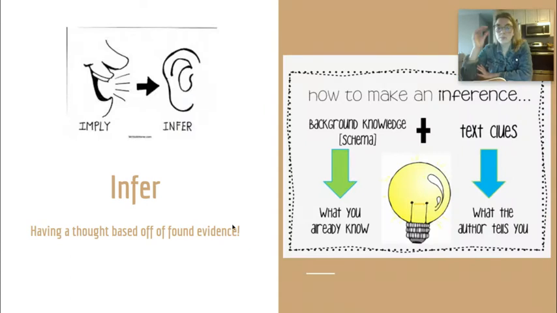Another word that's important for today's lesson is infer, and I know we've talked about this in reading workshop this year. Infer is to have a thought based off of found evidence. So the author implies something, they say something that they want you to infer the meaning of, you infer what they're implying. So to make an inference, you need to use what you already know, that's your background knowledge, schema, plus text evidence, what the author's telling you, to make a new thought.